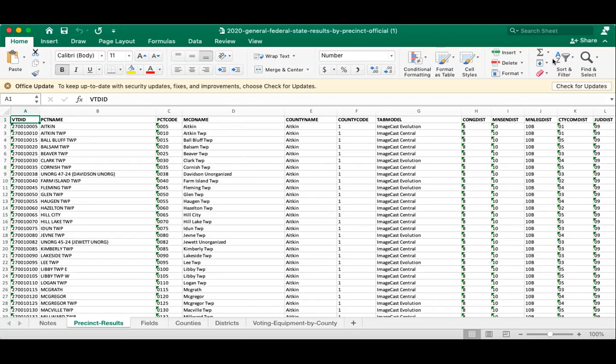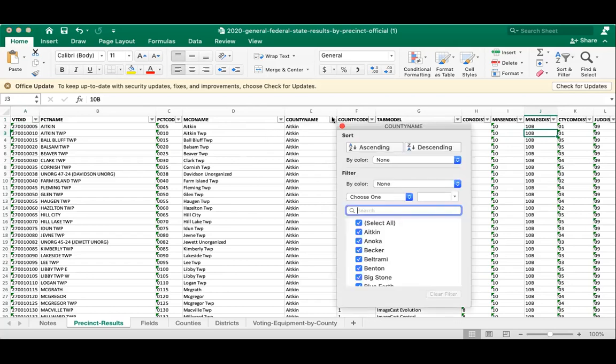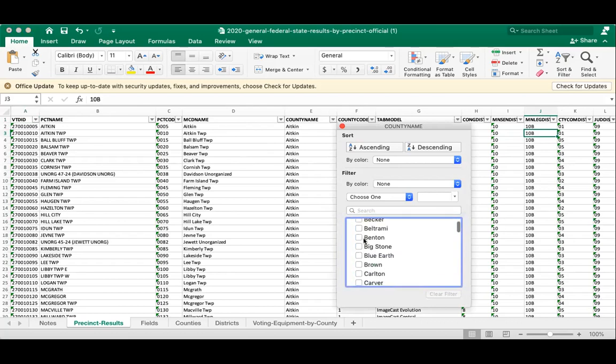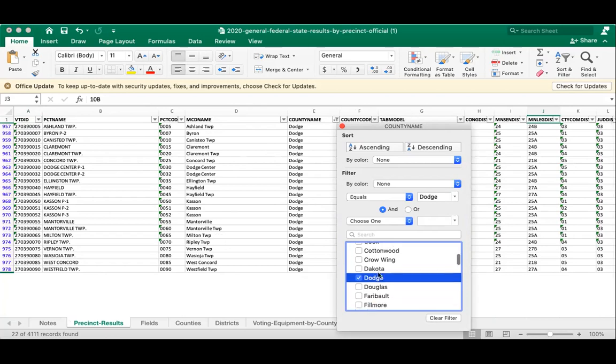So the first thing to do is to filter. That's a feature in Excel that allows you to basically find specific data. So sort and filter, and then where it says county name here, I'm going to filter to just Dodge and Olmsted counties. So select Dodge, select Olmsted.